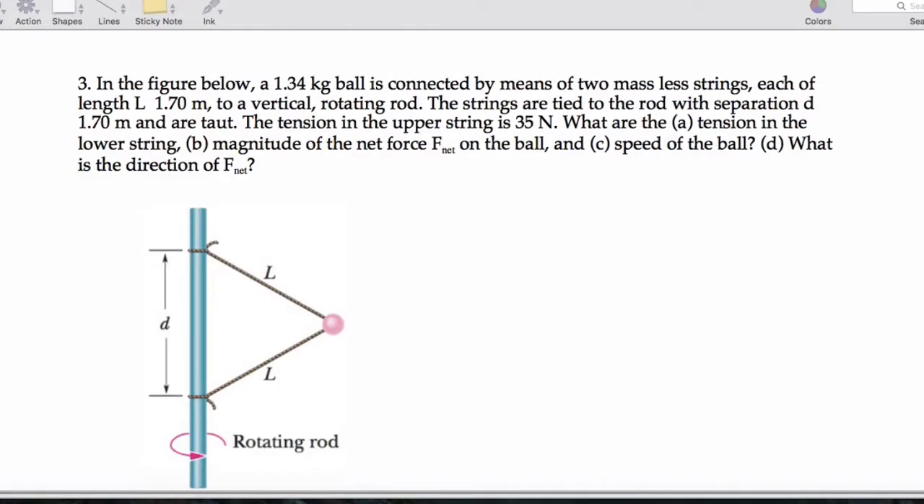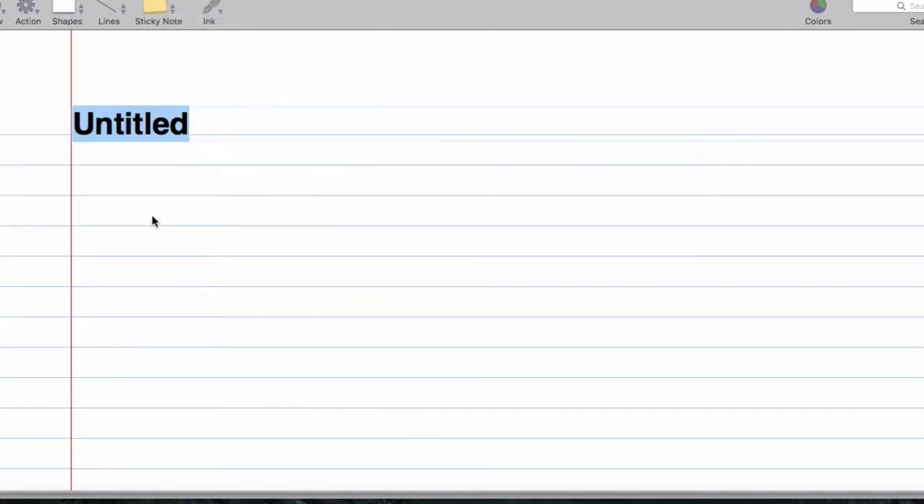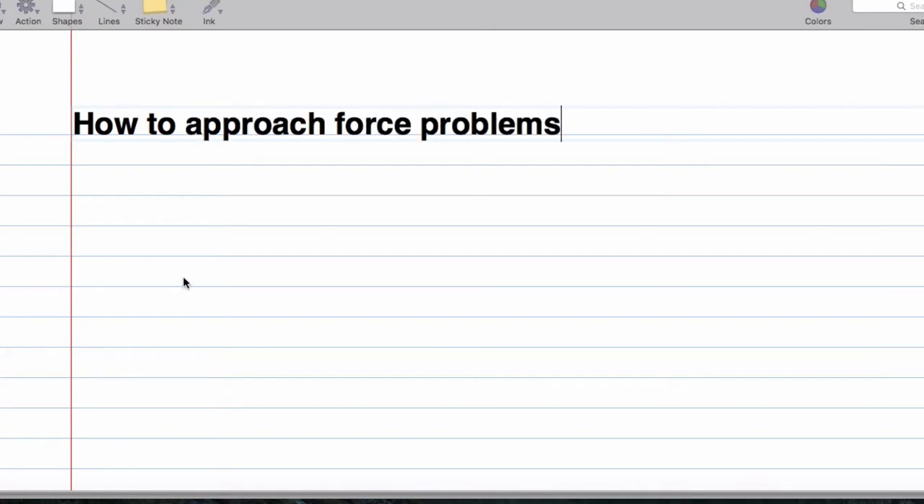When we were in class, I actually gave you a bit of an outline on how to solve problems, but I'd kind of like to review that right now. So, how to approach force problems. And this is what I'd like to say.